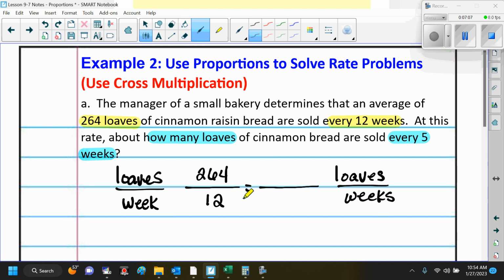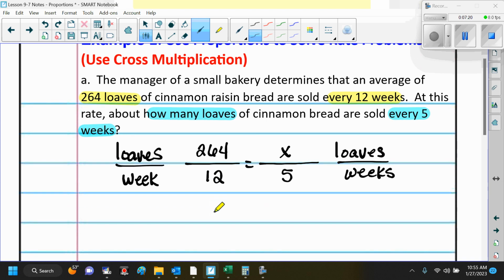Now we want to know how many loaves, so there's my X, of cinnamon bread are sold every 5 weeks. Now, we want to get from 12 to 5. Can you get there directly? No, you cannot. That's the reason why we're going to learn how to do this cross multiplication.